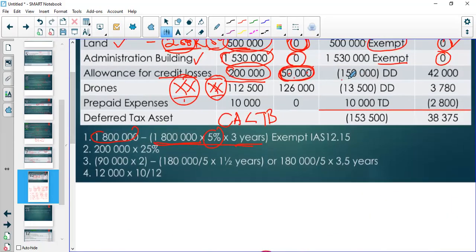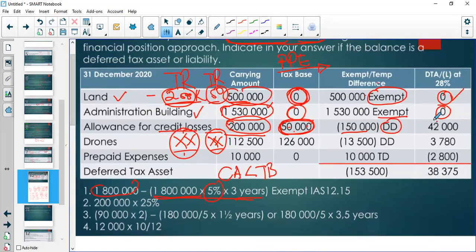So the difference here, 150,000, is a deductible difference. It leads us to a deferred tax asset of 42,000. That is 28% multiplied by that. So your examiners want you to show here whether it's exempt, deductible, or taxable. They also want you to show the tax rate, the rate that was used on these amounts. So this 28% there, please make sure you do show it. Your examiners also want you to show these amounts as deferred tax assets or liabilities. So we choose to show by way of brackets, right?